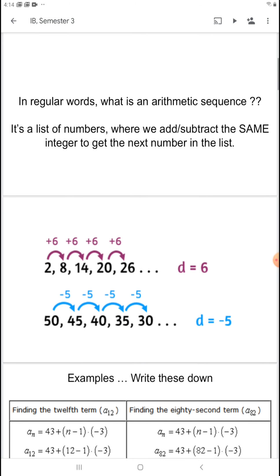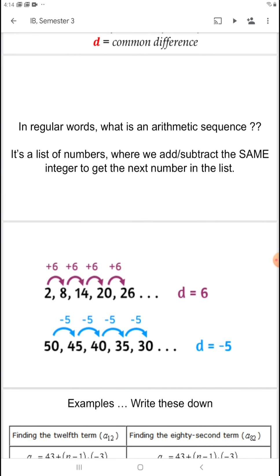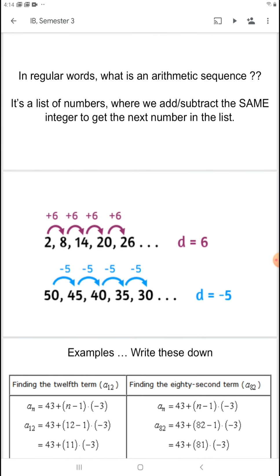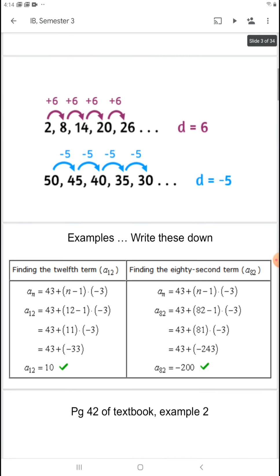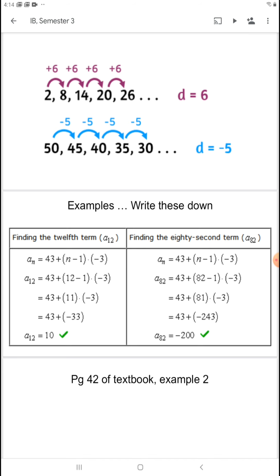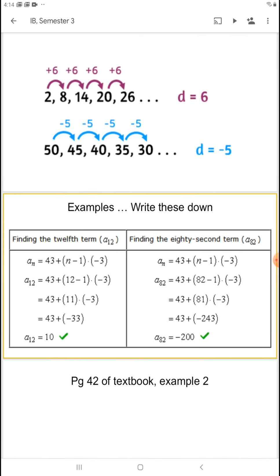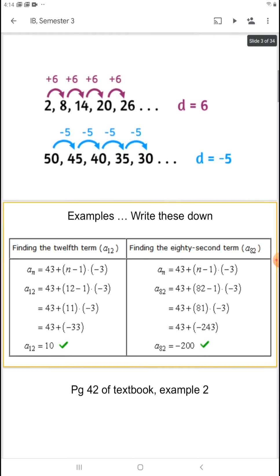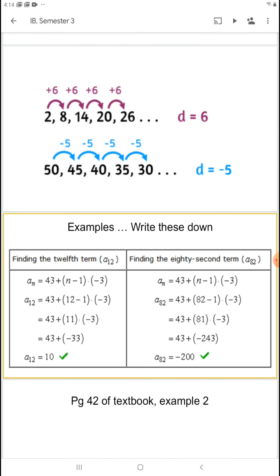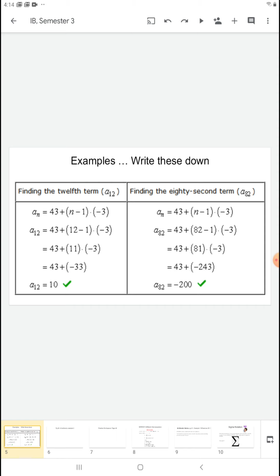In regular words, it's a list of numbers where we add and subtract the same integer to get the next number in the list. Here I went over that the difference can be positive, the difference can be negative. I do want you guys to write these examples down. Very, very important. So just pause and write down both of these examples. You can write down anything you like actually, but I definitely want you to have these written down. So just take a minute and pause. And I'm going to move on.